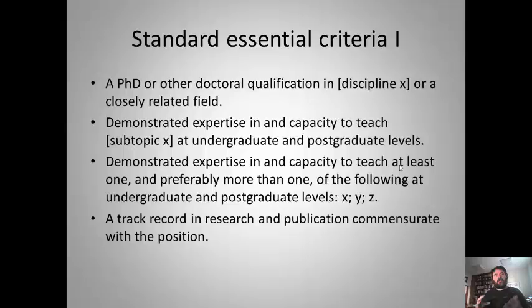You aren't being asked to show that you have taught that. You don't have to have teaching experience. You just have to have a capacity to teach, which could be argued because of your demonstrated expertise and maybe your little bit of experience in teaching. Track record in research and publication, again, needs to be a bit more tangible. But note, it's commensurate with the position. They aren't asking for heaps, it's an entry-level position. Maybe one or two articles would be fine.